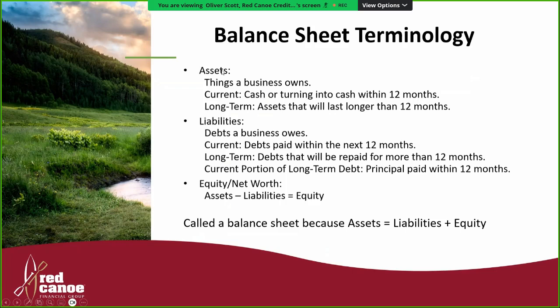The first thing is assets. That's where you start. What does your business own that has value? You have current assets. Those are assets like cash, inventory, accounts receivable that will turn into cash within the next 12 months. Then you have long-term assets. These are things like buildings, equipment, things that will not turn into cash within the next 12 months because they have longer what is called use value.